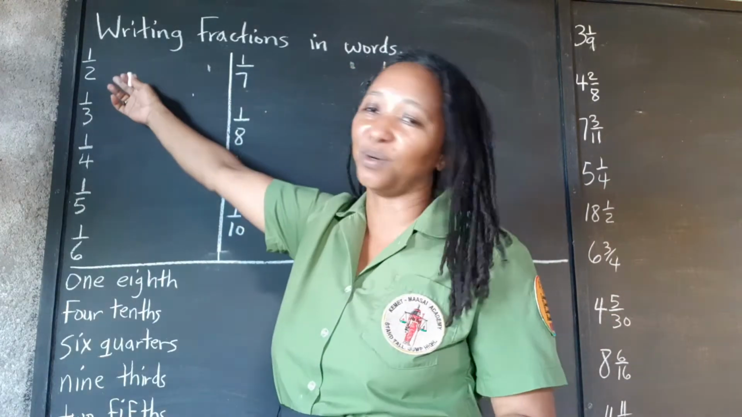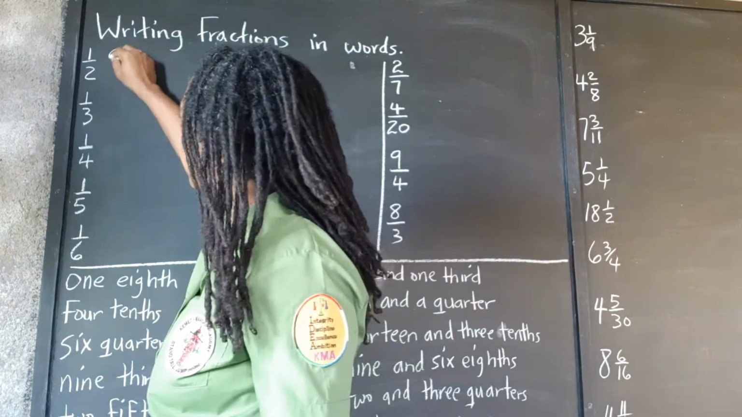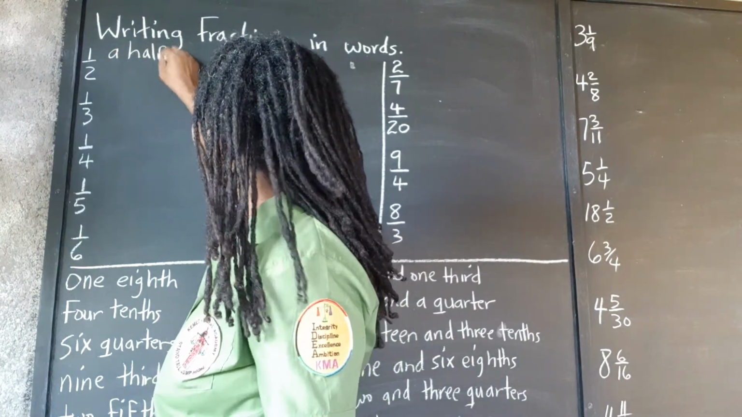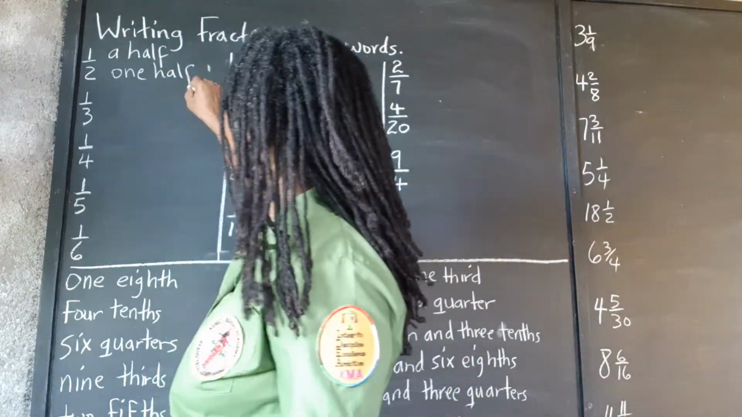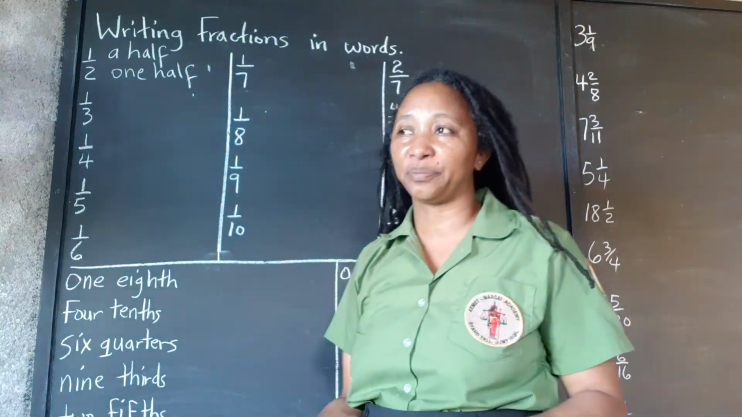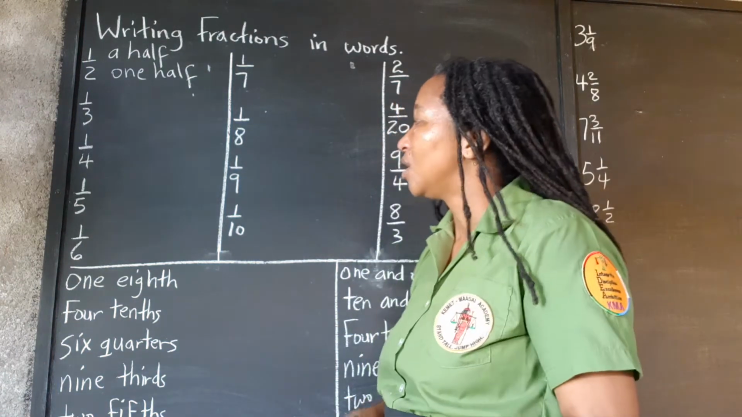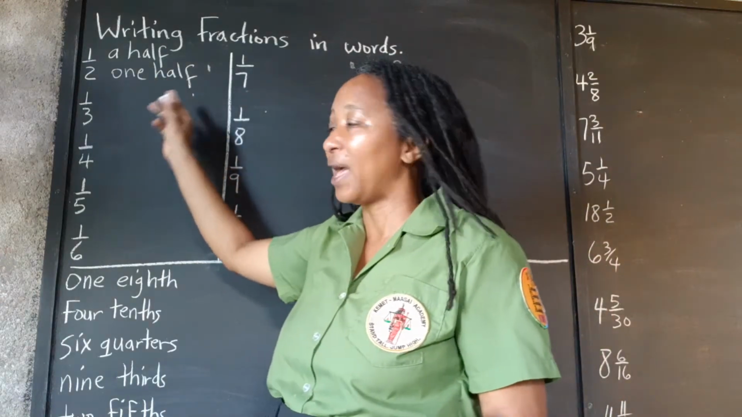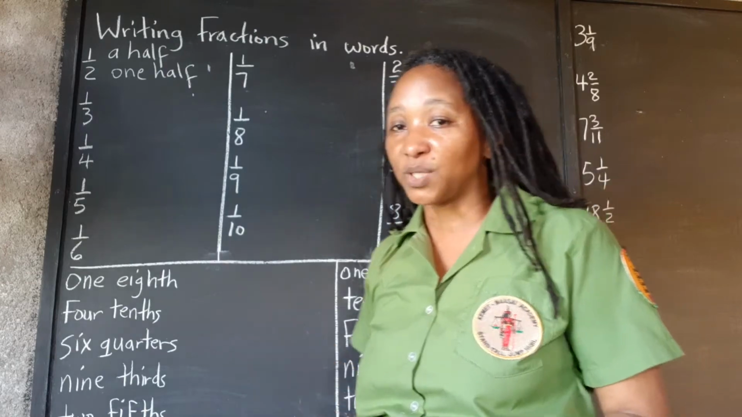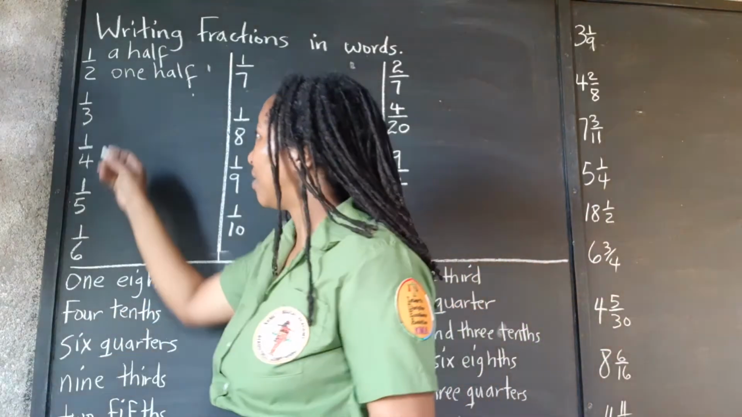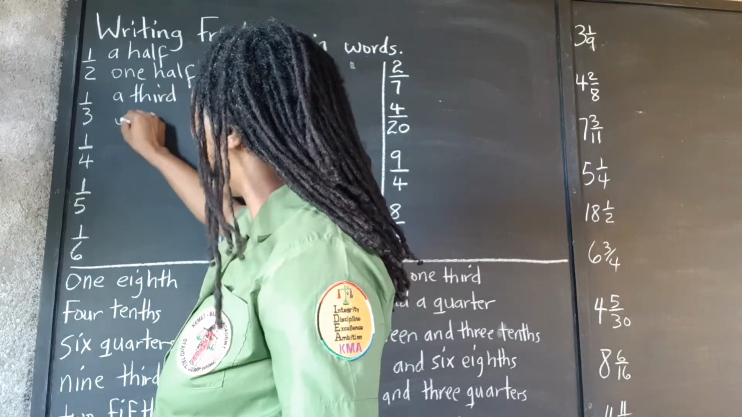So everybody knows our favorite fraction, the half. Some persons just say a half, and some will say one half. Both are acceptable. I personally prefer to say a half, right? Some persons will say one half. I prefer to say a third. Some persons will write one third. They are both acceptable. A third, one third.